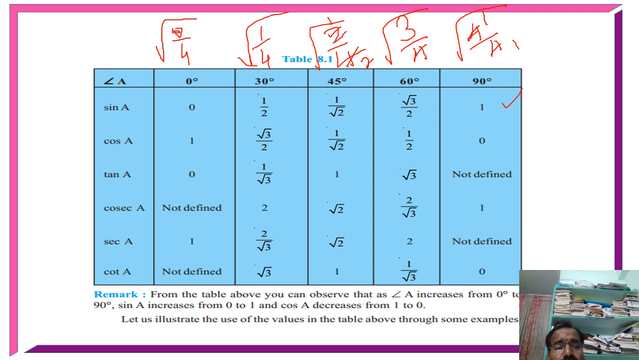Cosecant is reciprocal to sine, 1 by 0 not defined. All reciprocals we will take. Secant is reciprocal to cos, cot is reciprocal to tan. In this way, we can remember this table, students. Let us go with the next slide.